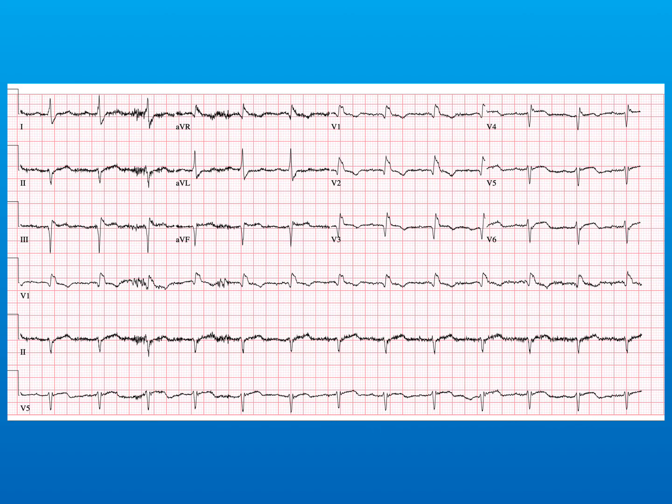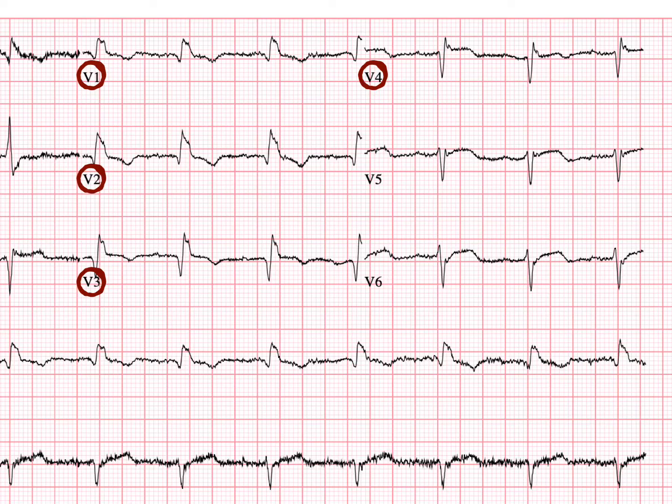So here are some pathological Q waves in the anterior leads. You can notice the small initial deflections in leads with a predominant R wave. You also have T wave inversions and some ST elevation in V5 and V6.